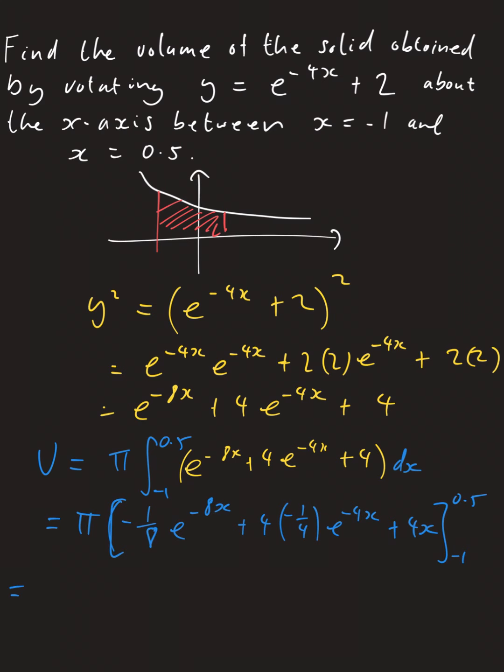So now I'll tidy this up a bit before I put in my limits. So that is minus e to the minus 8x over 8. That's just minus 1, 4 over 4. So I have minus e to the power of minus 4x plus 4x, and there are my limits.